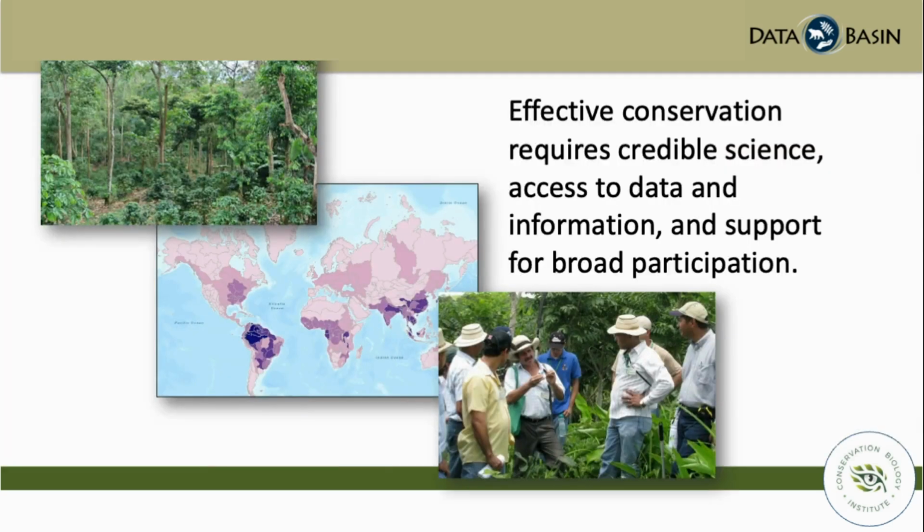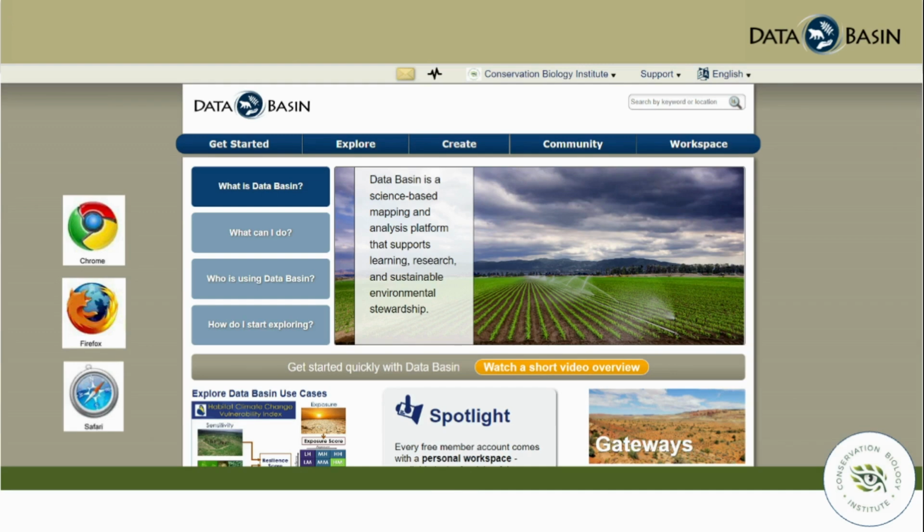Data Basin was built to empower people to help solve conservation problems. Effective conservation requires credible science, access to data and information, and support for broad participation. Conservation is often about place, and so Data Basin was created as an online mapping and analysis platform that supports conservation by integrating science and people. Data Basin is free for non-commercial use and can be accessed using any of the common web browsers.